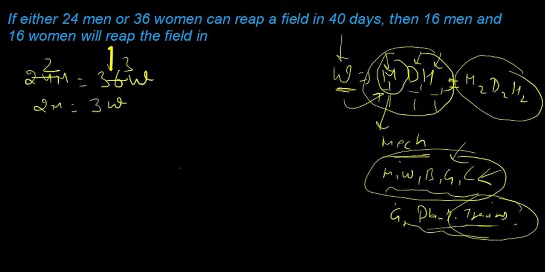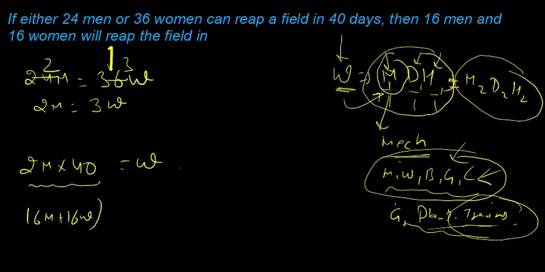So 2 men can reap a field in 40 days. So this is going to be a work done. Then 16 men and 16 women will reap the field in... Okay, so the same work should be done by what? 16 men plus 16 women.